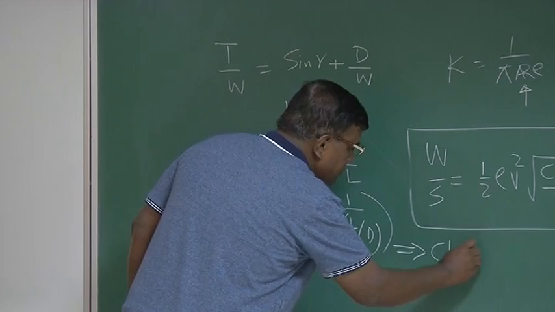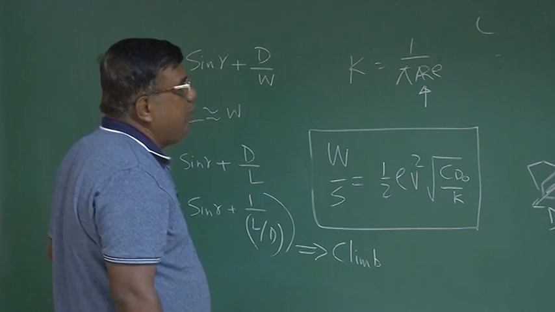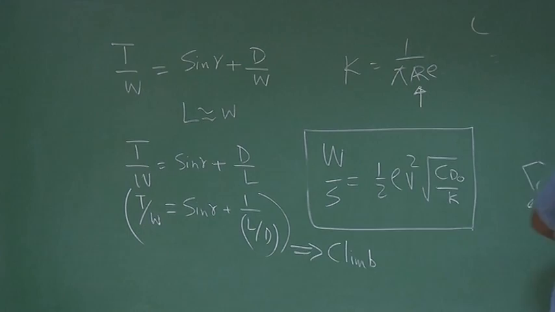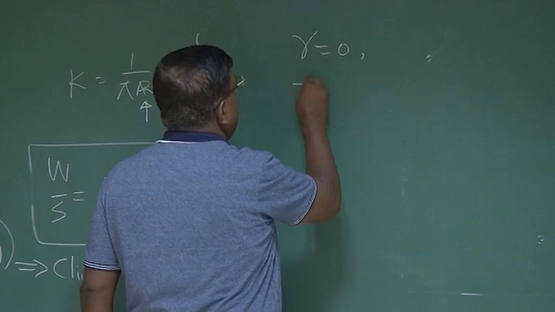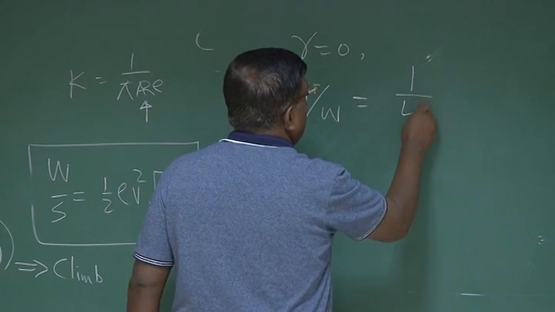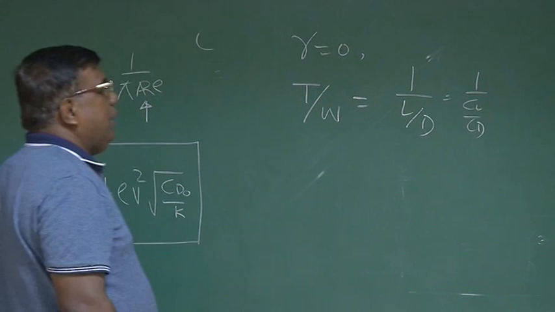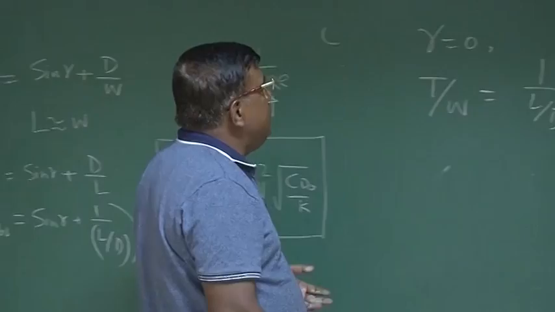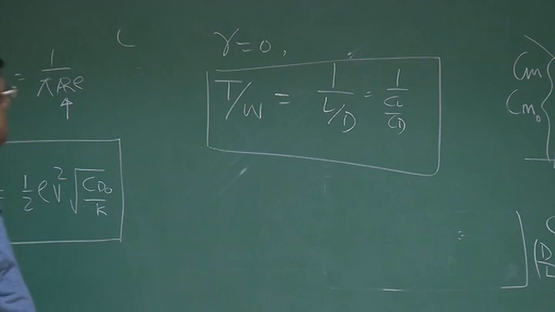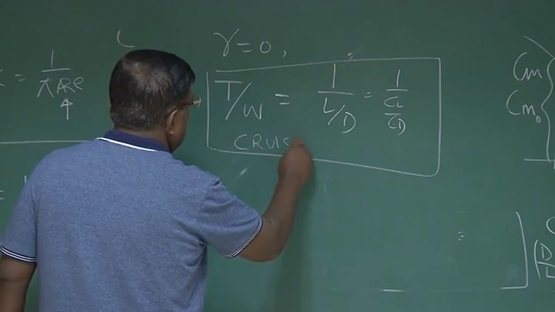So what was T by W during cruise? If I try to find out how much thrust is required during cruise, I can always get that expression by putting gamma equal to 0 in that expression. So I'll get, using the same expression, T by W equal to 1 by L by D, which is equal to 1 by CL by CD, which you are not surprised. You know that you have already derived this many times. We are trying to estimate the value of T by W for cruise. This is for cruise. And this was for climb.